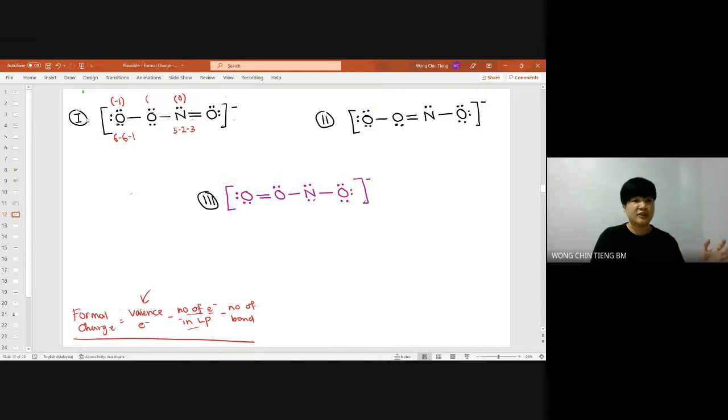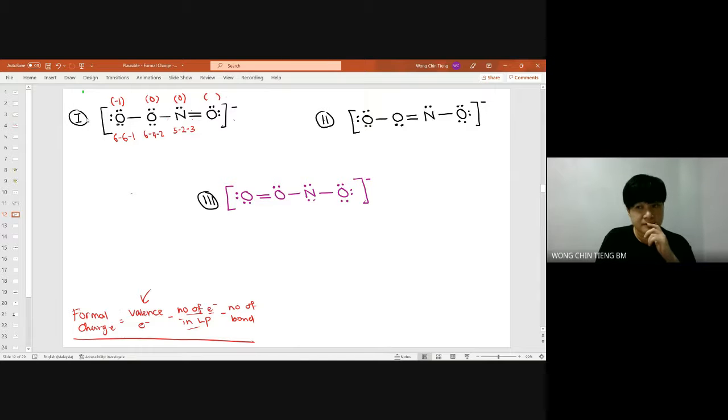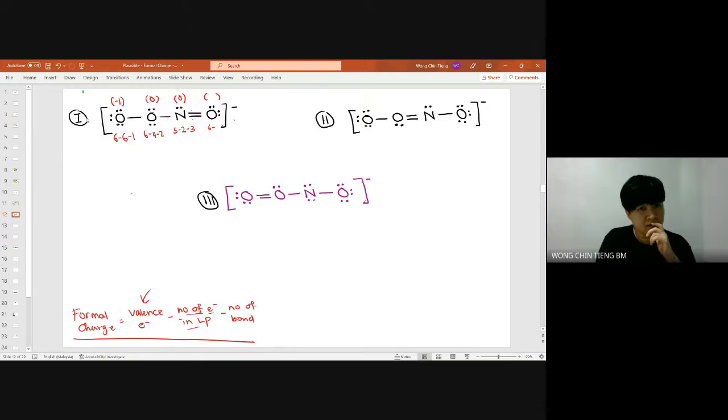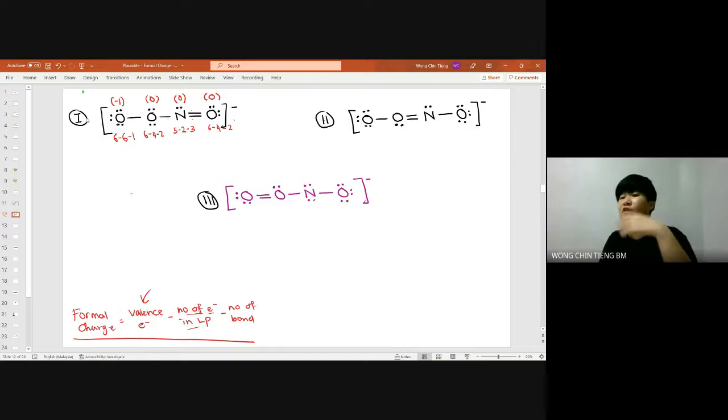Okay, a quick one. Tashini, oxygen, this oxygen. 0. Can I know how many minus how many minus how many? 6 minus 4 minus 2. 0. Benjin? Yes. Yeah, formal charge. 6 minus 6 minus 1. Huh? 6 minus 4 minus 2. Sorry. So? 0. Okay. We go around the table.